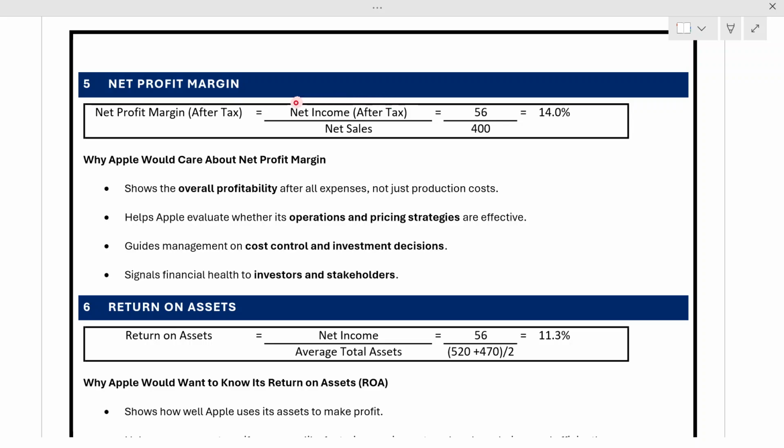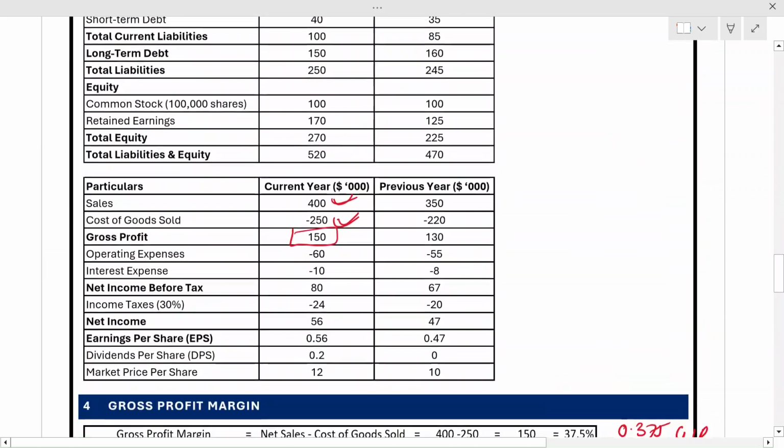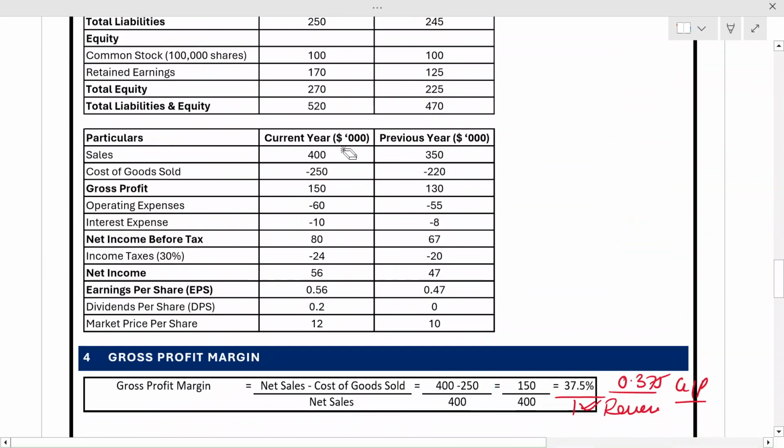So net profit margin simply is net profit, or income after all expenses, and that needs to be divided by sales because this is being earned on sales. Now let's see through our data where it falls.